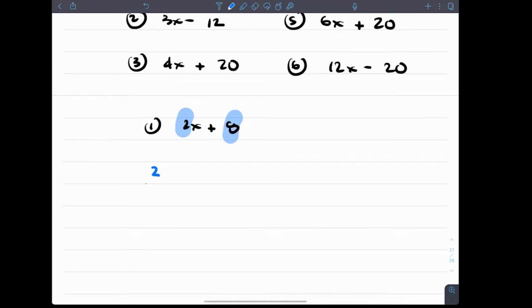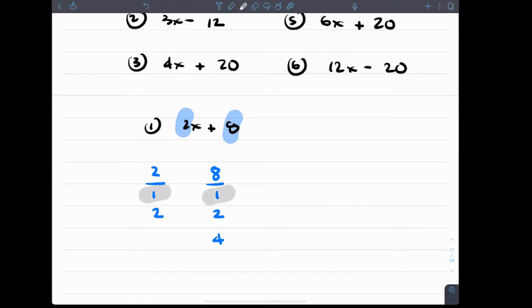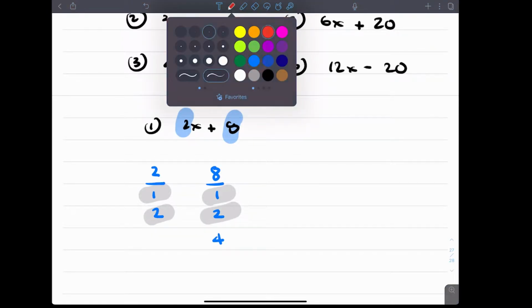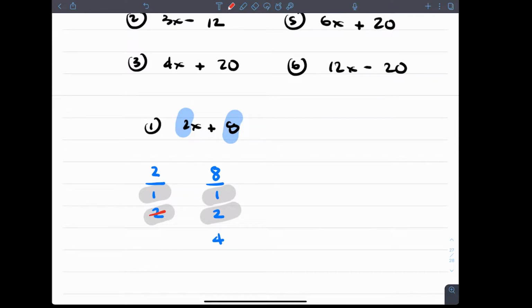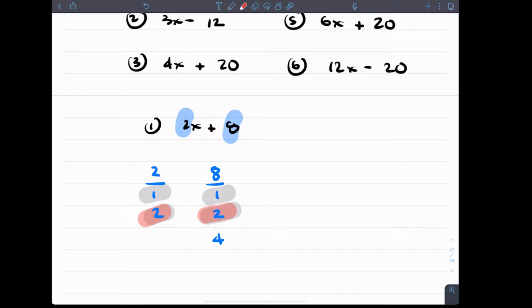For the number 2, the factors are 1 and 2. For 8, 1, 2, and 4. These are the numbers that go into, for example, 2 with a 0 remainder, 1 and 2. And then you say, well, what is common here? What's common is 1 and 1, 2 and 2, but what is the greatest common number? It's 2. So the greatest common factor is 2.